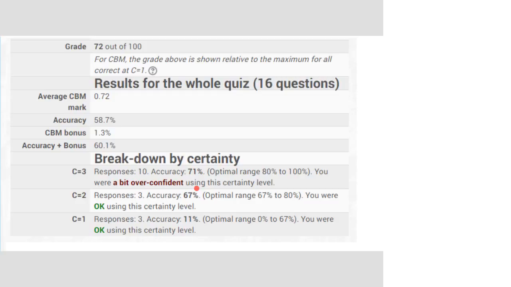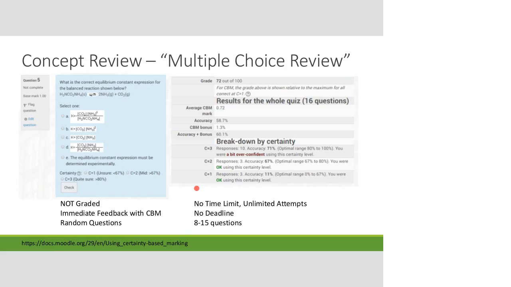I'm a big fan of certainty-based marking. It's one of those things that for students, it takes them quite a bit of getting used to on how it works. But once they figure it out, they find it really incredibly useful. The problem with certainty-based marking is, of course, that you get grades that range from 300 out of 100 to negative 600 out of 100. And how you fit that into a normal grading scheme is a bit on the difficult side.